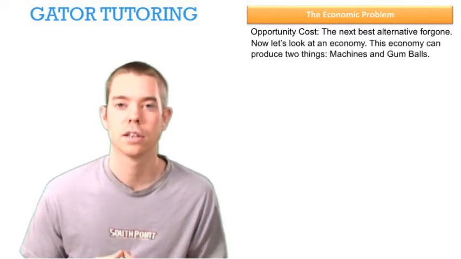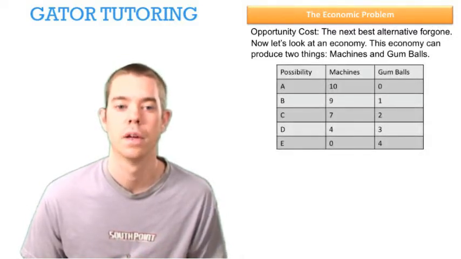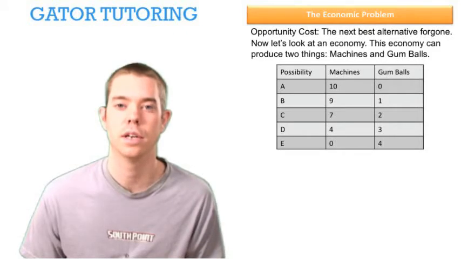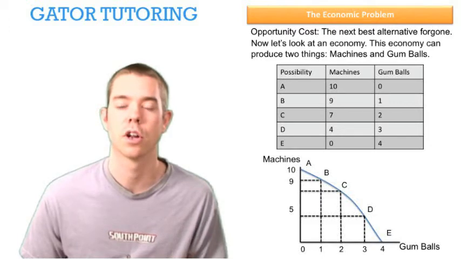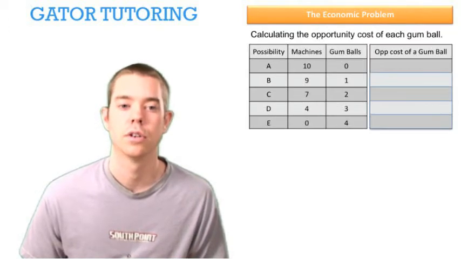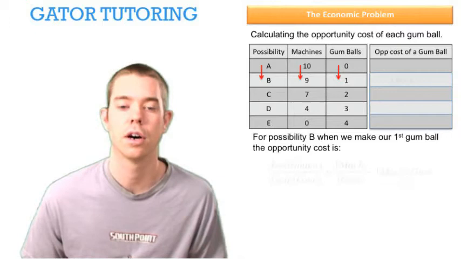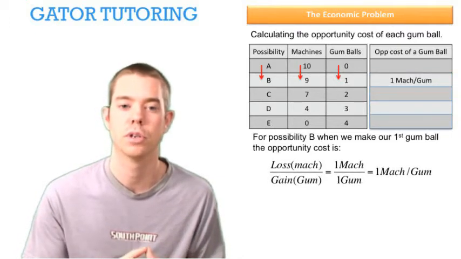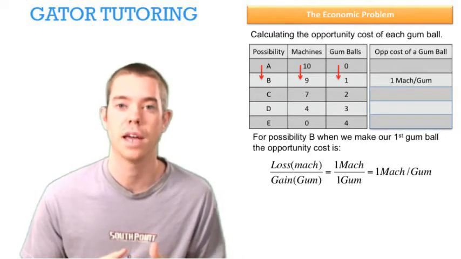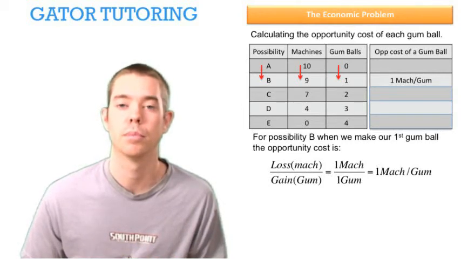So let's take a look at an economy, and in this economy we produce two things, machines and gumballs. So we have these different possibilities, A through E, of different combinations of machines and gumballs we can make with our resources. And we can graph these on a production possibilities frontier. So let's calculate the opportunity cost of each gumball. Well, for possibility B, when we make our first gumball, the opportunity cost is the loss in machines divided by the gain in gumballs. So here we've lost one machine, moving from 10 to 9, and we've gained one gumball, moving from 0 to 1. So that opportunity cost is one machine per gumball.